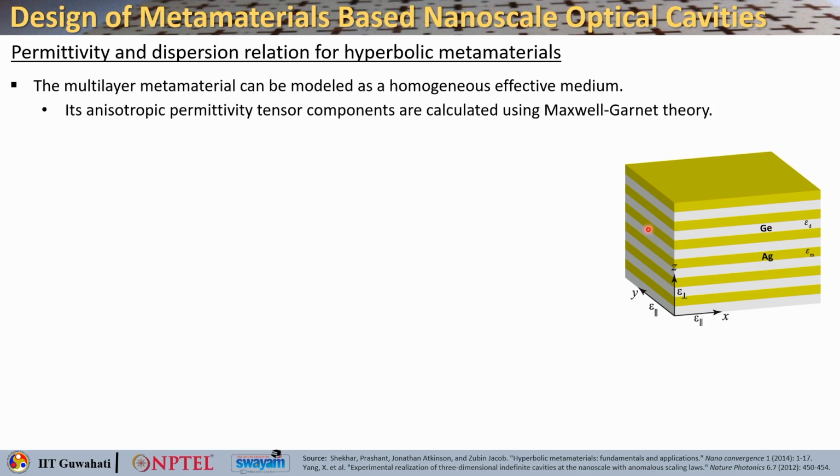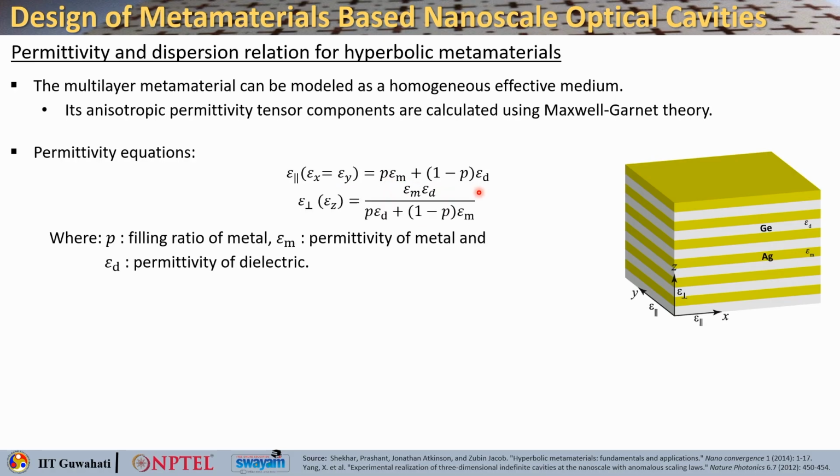So, we have learned that you can model this using Maxwell-Garnett equation. Okay. So, you can use this particular equation, epsilon parallel, that will be along x and y axis. So, you can also write them as epsilon x equal to epsilon y, that will be equal to p epsilon m plus 1 minus p epsilon d. Okay. What will be p? P is basically the filling fraction of metal, right. So, 1 minus p will be the filling fraction of the dielectrics.